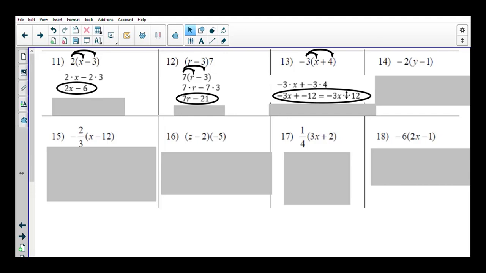All right, number 14, I'm going to have a hard time putting my arrows in there because the record button's right up here, so I don't want to stop this recording. So I'm not going to put the arrows for this one.